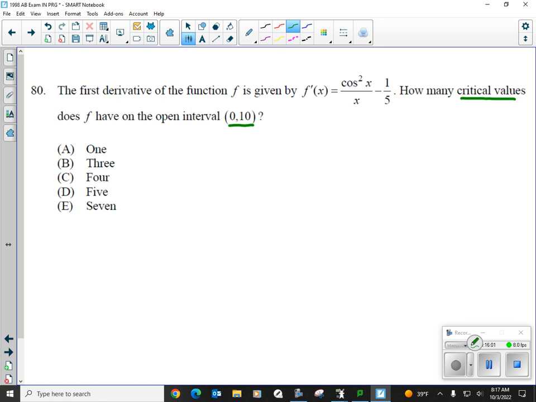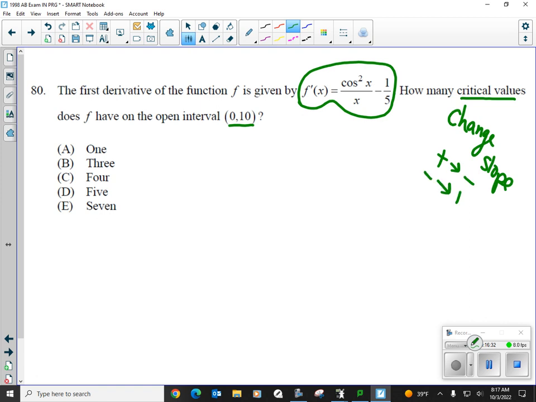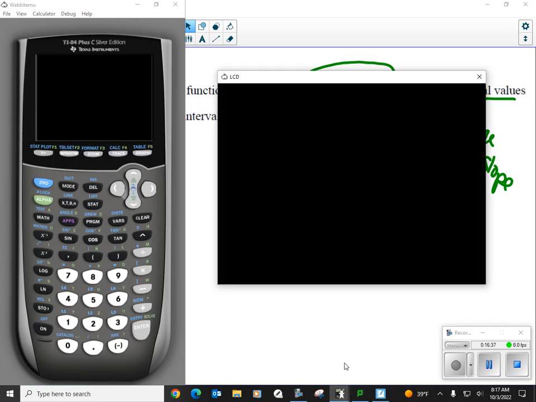Okay, it's just like the previous problem, except we don't have the graphs here. We have the first derivative. But in the previous problem, we had the graphs of the first derivative, and that's how we could tell where our mins and maxes happened. We're going to do the same thing here, so I'm going to graph that. Critical values are when you change slope. You can go from positive to negative or negative to positive. It doesn't matter. So the first thing I'm going to do is graph that equation.